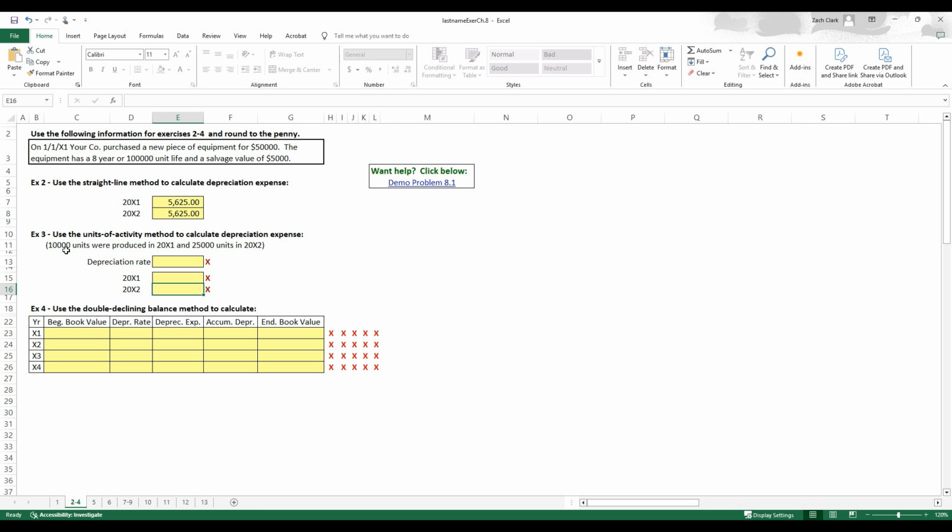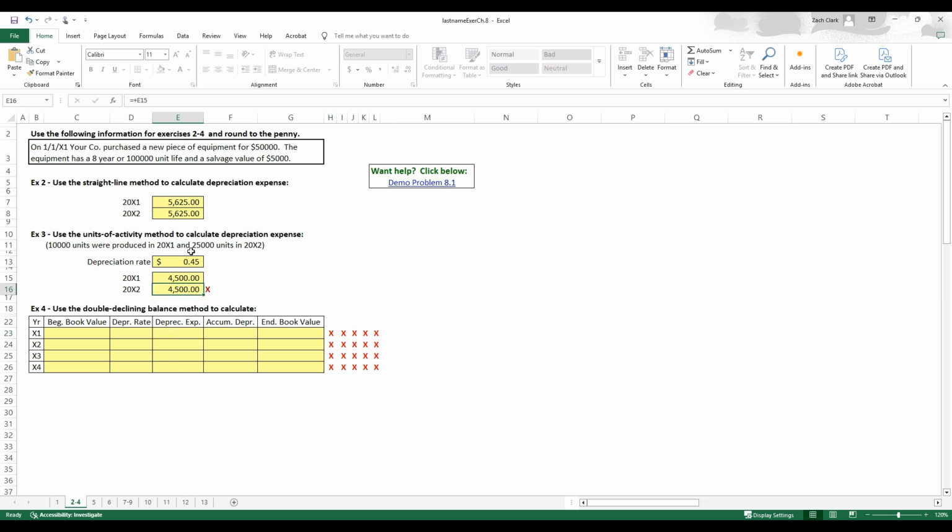Okay, so let's see here. Okay, exercise 3. So now we're going to use the units of activity method, and it tells us that 10,000 units were produced. And for the depreciation rate, I'm going to copy the same formula, the very similar straight line, but instead of the number of years, we're going to use the units life. So that was 100,000, which gives that 45 cents, and then the same. So then we're doing 10,000 units times the 45 cents, and it was the same.